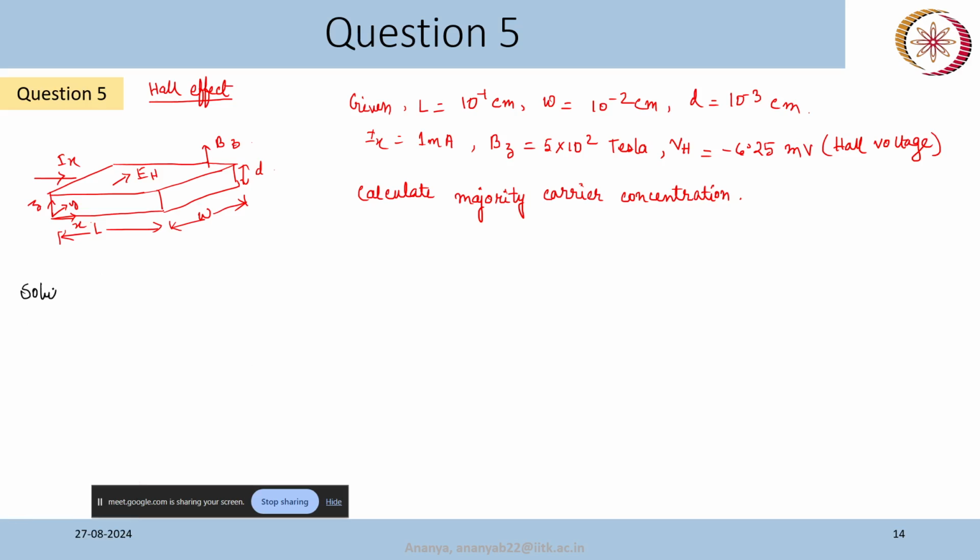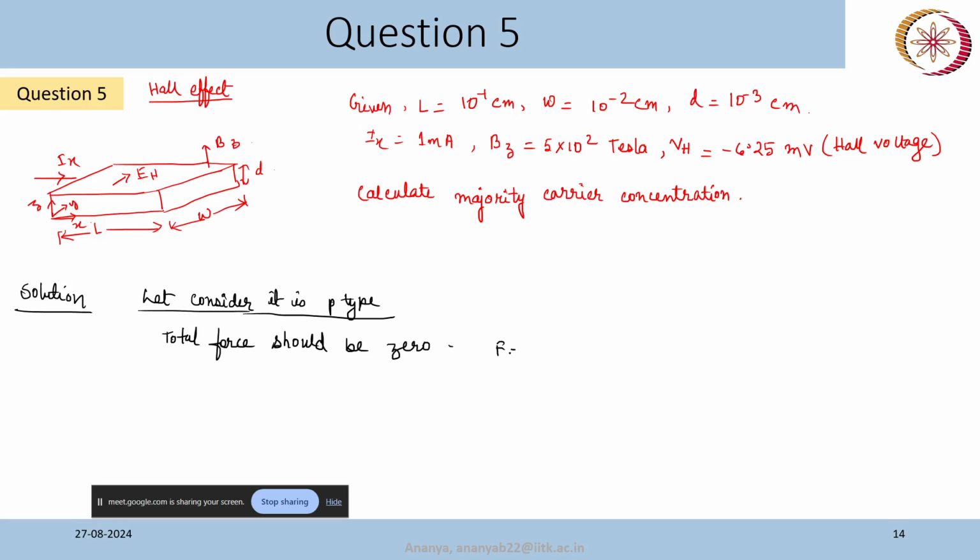Let me solve this. You can solve along with me. Let's consider it is a p-type material first. If it is a p-type material, for this configuration, the total force should be 0, right? So that everything is balanced out.